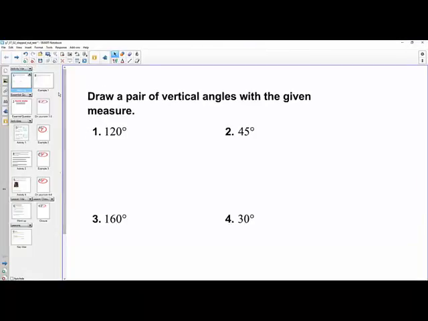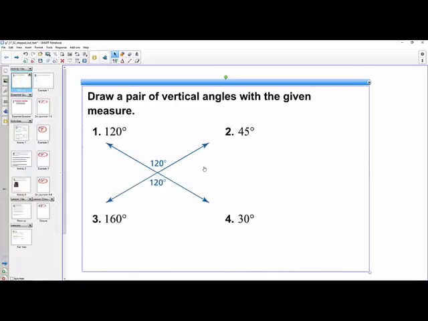Alright, so this video will focus on Chapter 7, Section 2. And the first thing says draw a pair of vertical angles with the given measure. Well, here's what it looks like when you draw it out.